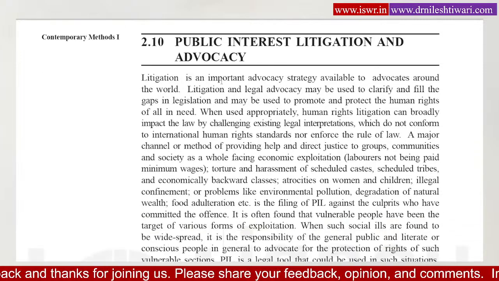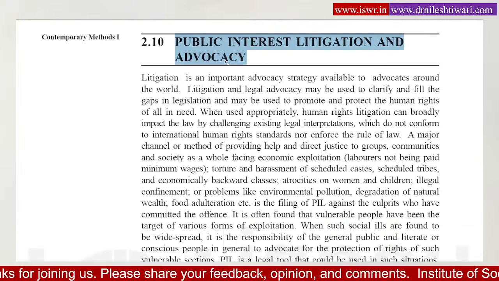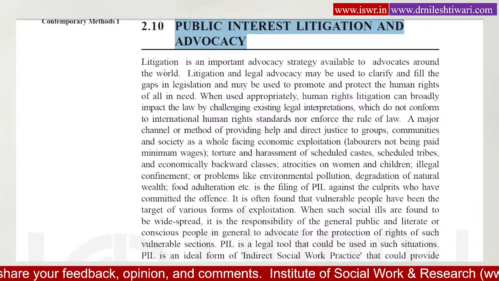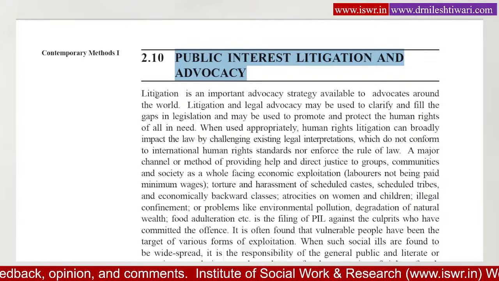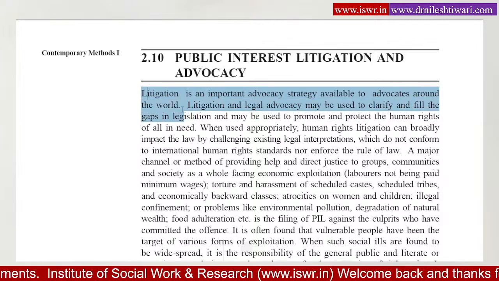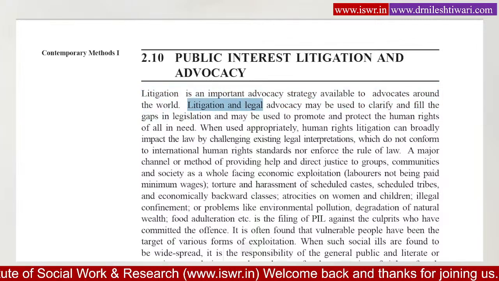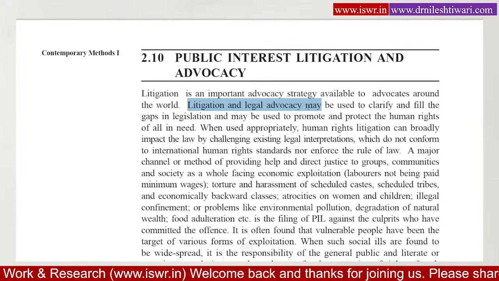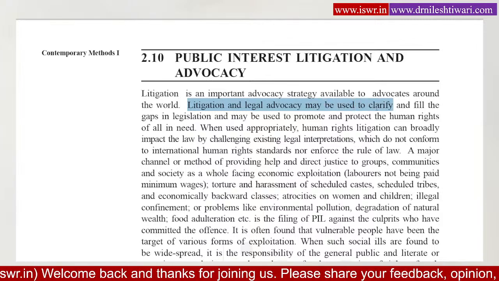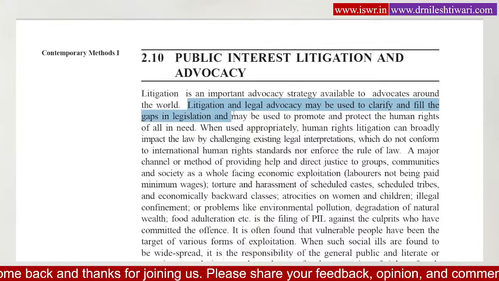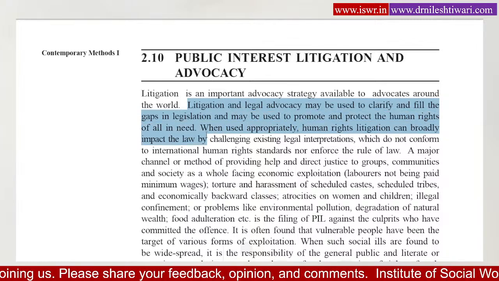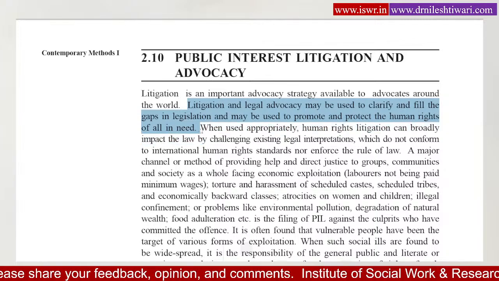Now we will move ahead with public interest litigation, PIL, and advocacy. Now, litigation is an important advocacy strategy available to advocates around the world. Litigation and legal advocacy may be used to clarify and fill the gaps in legislation, and that may be used to promote and protect the human rights of all in need, right?